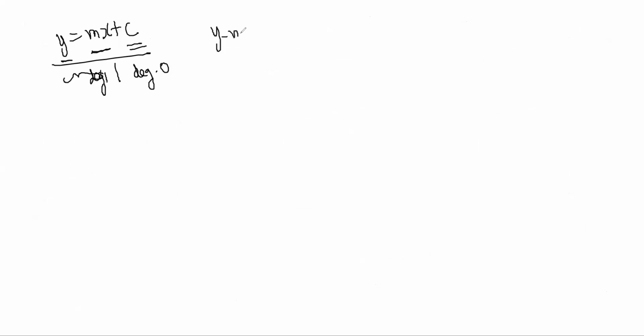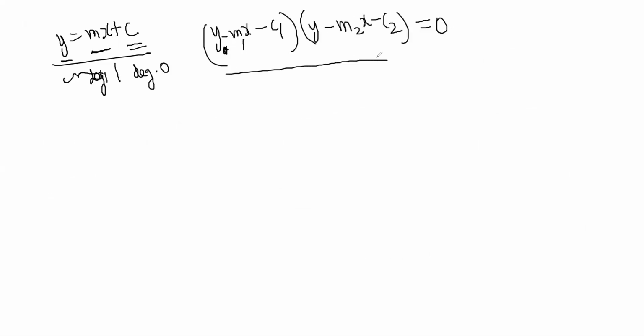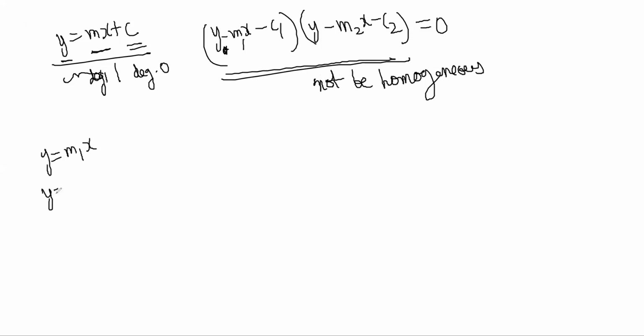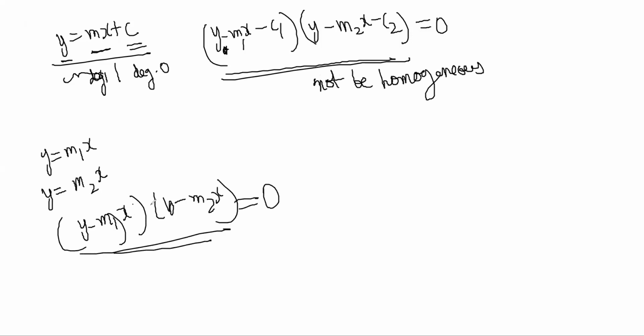So if you multiply y minus m1x minus c1 with y minus m2x minus c2, right? If you multiply these two equations, the resulting answer will also not be homogeneous. No? Makes sense. If it was an equation like this though, y is equal to m1x and another one was y is equal to m2x, right? Then it will be homogeneous. No? Then y minus m1x into y minus m2x will be a homogeneous equation, right? So whenever you get a homogeneous equation, it is likely that it is a pair of straight lines passing through the origin, right? Correct.